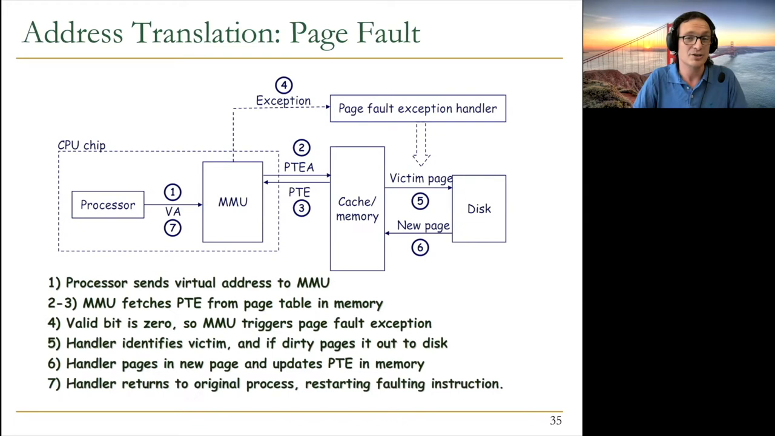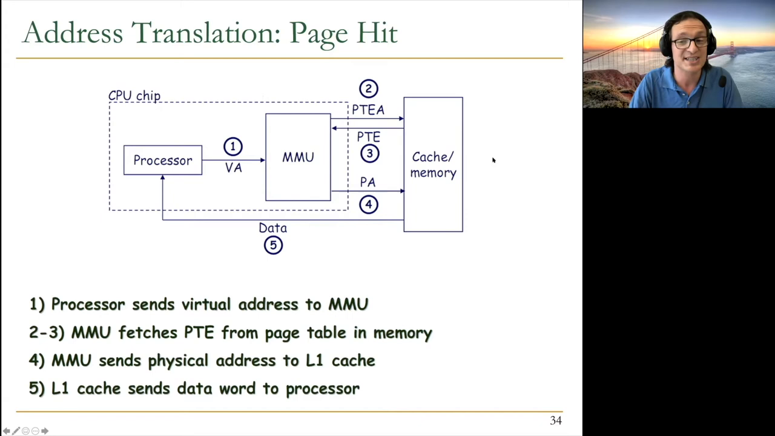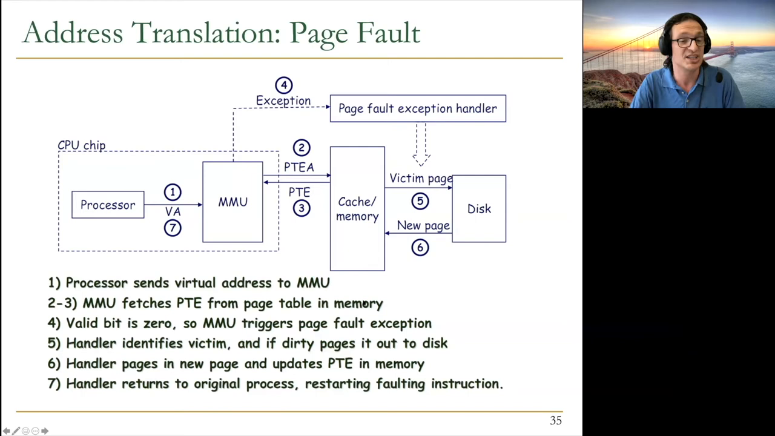What if you have a page fault, meaning the page that you're trying to access is not in memory? Again, it starts with the MMU fetching the PTE from the page table in memory. It finds out that the valid bit is zero. So the MMU triggers a page fault exception that software needs to handle. It could also be handled by the hardware, but software usually handles page faults in modern systems. The handler now identifies the victim page. So basically you need to bring another page from the disk to memory, assuming that the physical memory is full. If the physical memory is not full, then you basically bring a page from the disk into an invalid frame in physical memory, obviously, just like in caches, right?